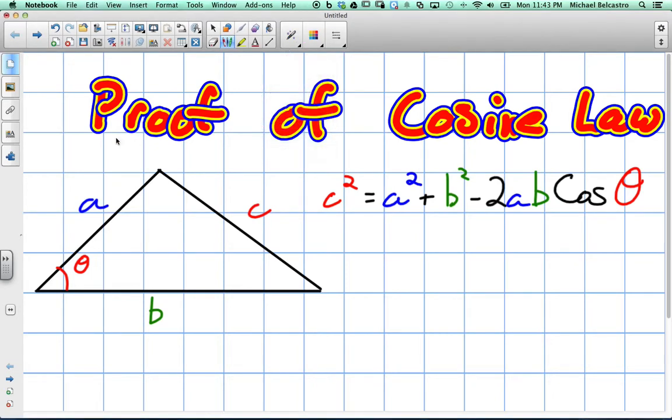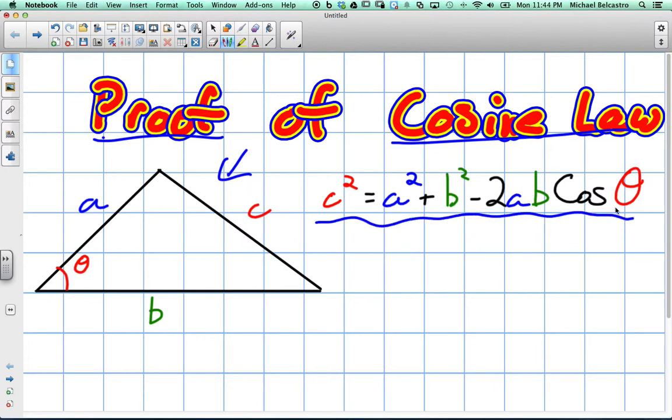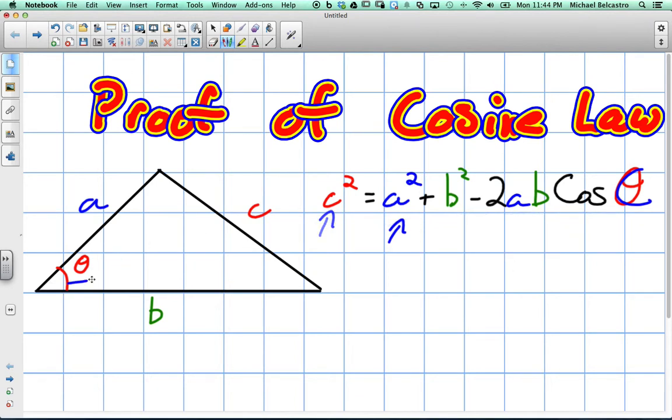Okay, we're going to go over the proof of cosine law. Here we have a triangle and a familiar form of cosine law. A lot of times these letters are interchangeable. Usually they call this angle C. We're going to call it theta for this, but it's essentially solving the angle opposite of this side C here.